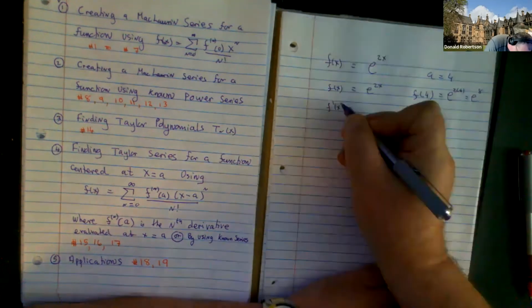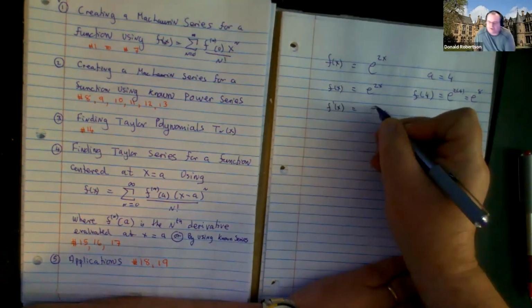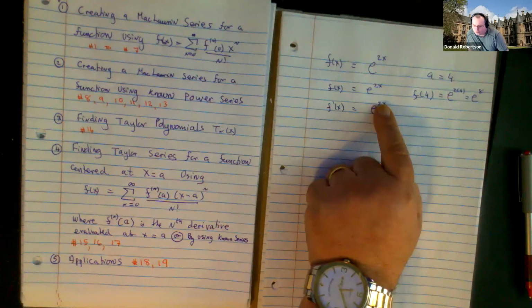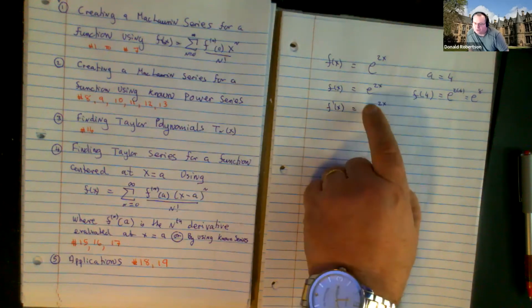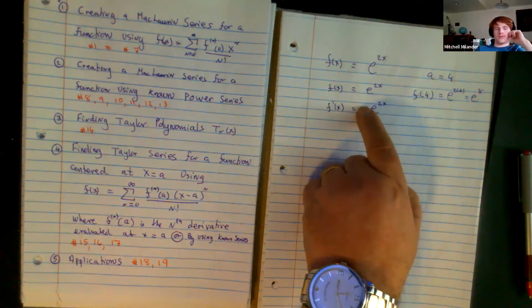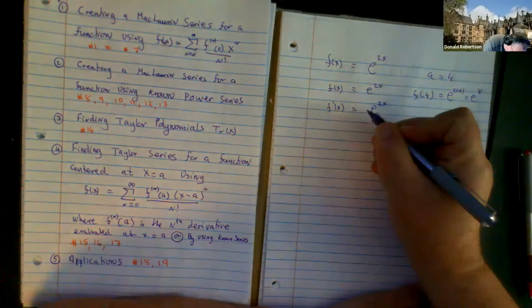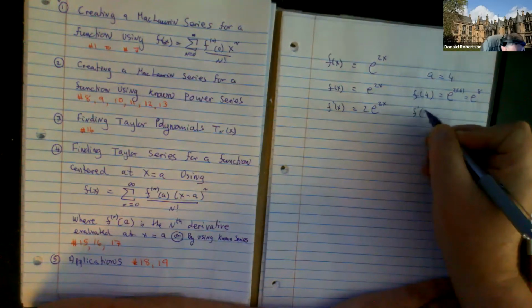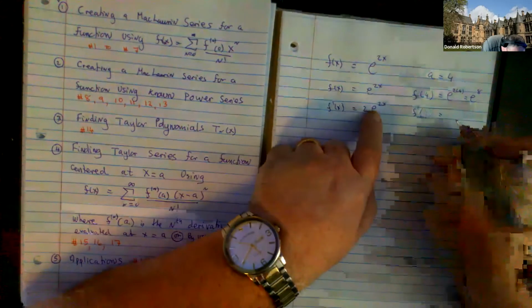When you differentiate, that is not just the answer. What's missing? The derivative of e to the 2x is not just e to the 2x. What goes here? It should be a 2. And so when I find the first derivative at 4, you're going to get 2 times this guy. So you're going to get 2 times e to the 8.